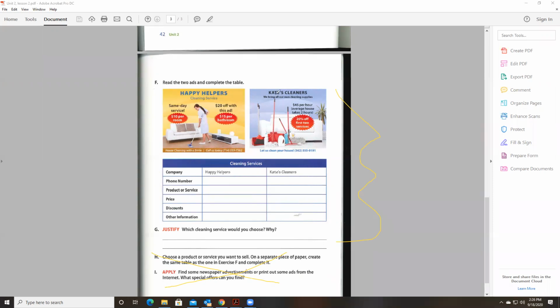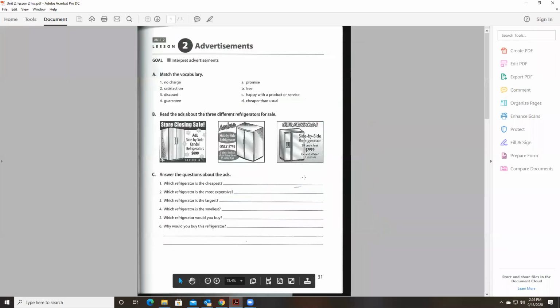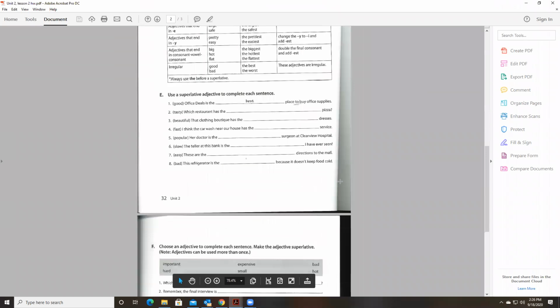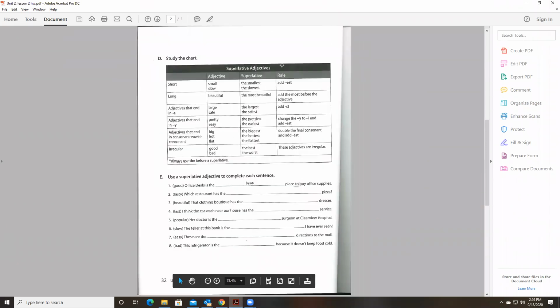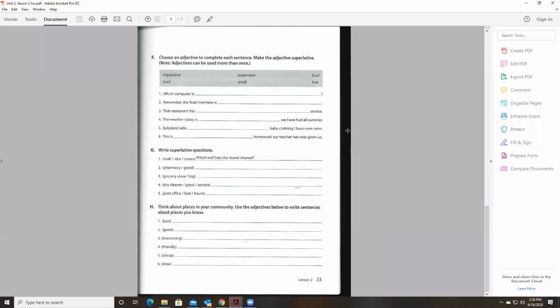The homework that goes with this is page 31, 32. If you pay attention, on 32 you will be talking about superlatives, which we've already done. And 33. If you have any questions over the activity or the homework, please let me know.